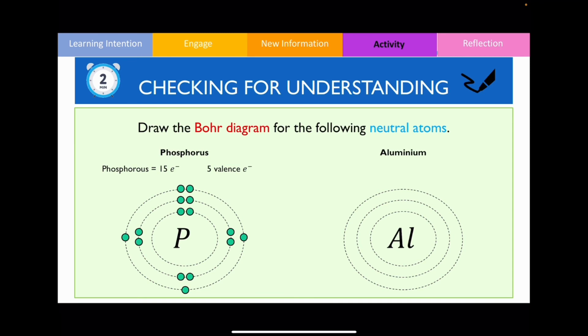Similarly, we'll find out how many electrons aluminium has. It has 13 electrons, and it's found in group 3, so therefore it's got 3 valence electrons. So we draw the first 2 electrons in the first shell. We then start to fill in the second shell like so. And if we've got any remaining electrons, we fill it in the third shell by occupying each coordination site. And as you can see, it has 13 electrons, and we can also see that it has 3 valence electrons.